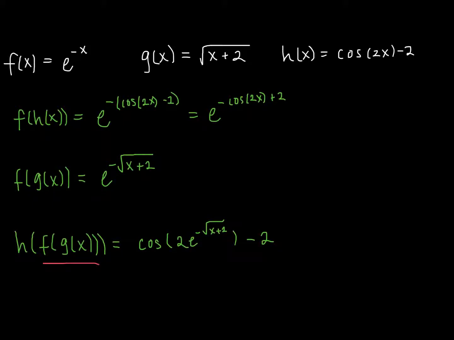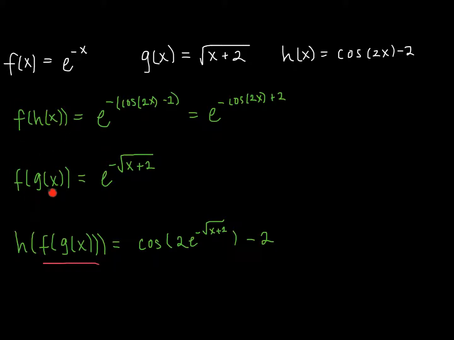Or you can go from scratch, and that might be a little harder to think about, but you could do it, right? And you'll essentially go through the same process where you compose f and g and then compose that whole thing with h, right? But notice here, f of g of x is e to the negative square root of x plus 2. And so I take this function now as the input of h, and h is cosine of 2x minus 2, and so now I have 2 times e to the negative square root of x plus 2 as the input of cosine.